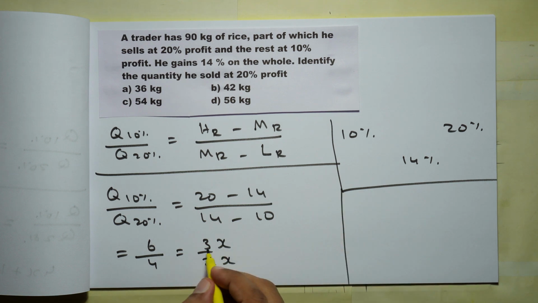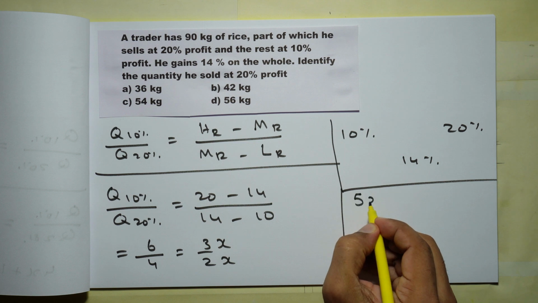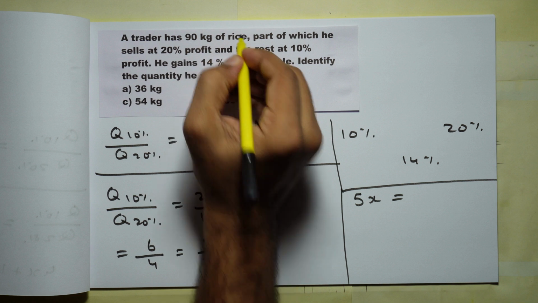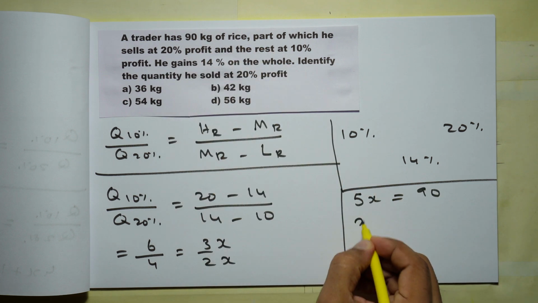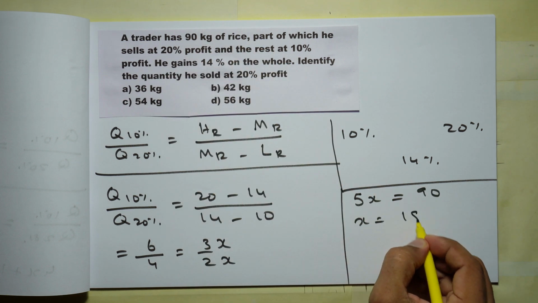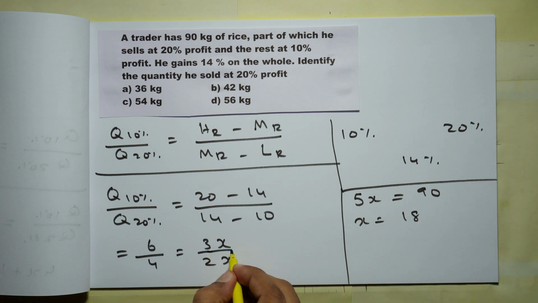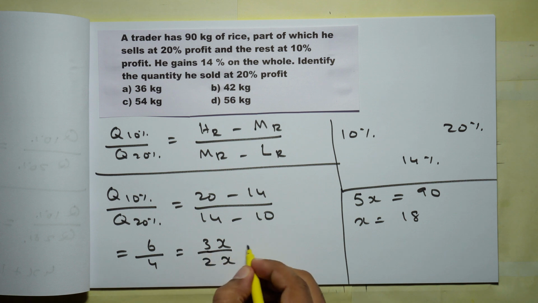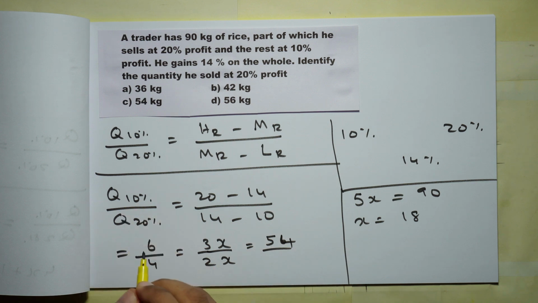So their total sum is 3x plus 2x, that is 5x. That is their total quantity, and that is equal to 90. So x you will get as 90 by 5, that is 18. So the actual values are 3x and 2x. So x is 18. So 3x, 3 into 18 gives you 54. 54 is the quantity he invested at 10%.